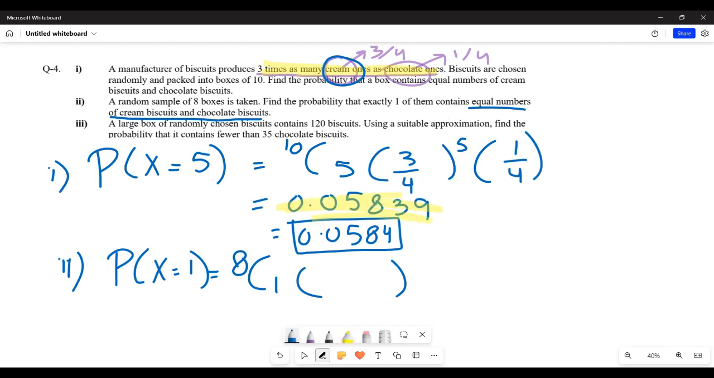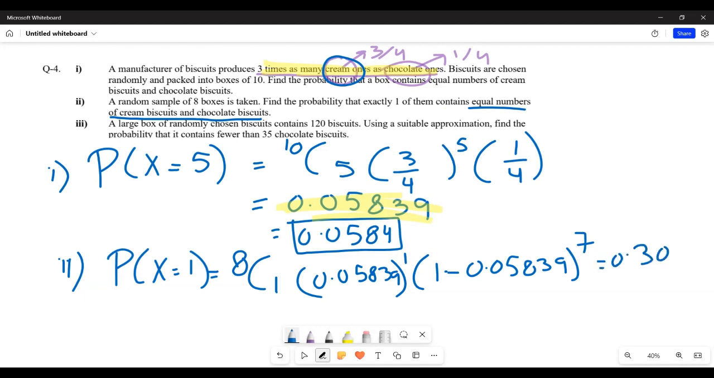This is going to be 0.05839, and the power would be 1, and this would be 1 minus 0.05839, and the power would be 7. This gives 0.307.